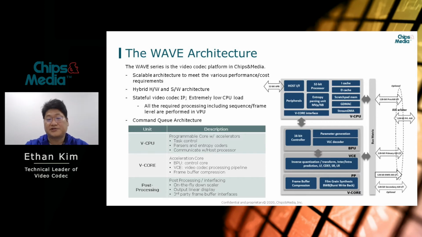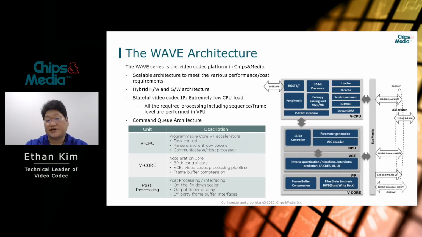This block diagram shows an example of the WAVE architecture. It is composed of vCPU and vCore. Each vCore can have a post-processing unit based on the customer's need. The vCPU is a kind of programmable core with parsing and entropy accelerators. It performs high-level operations and schedules and allocates all the tasks for video codec processing. It also takes charge of communicating with the host processor.